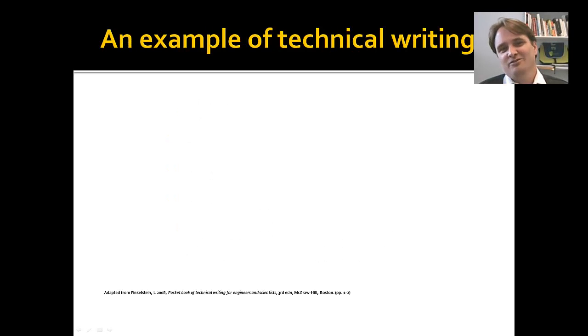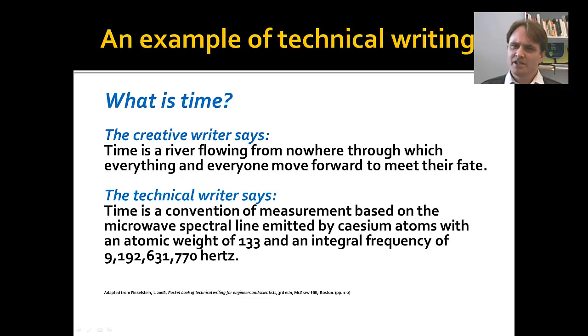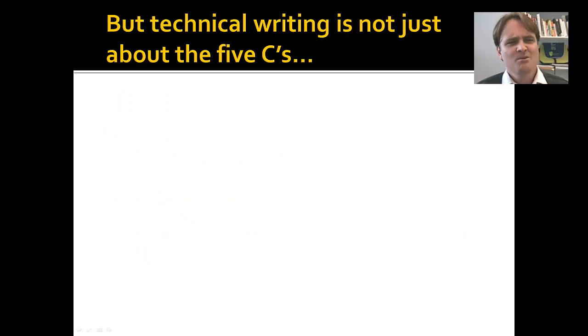So, an example of technical writing. What is time? The creative writer might say something like, time is a river flowing from nowhere through which everything and everyone move forward to meet their fate. Isn't that lovely? Whereas a technical writer might say, time is a convention of measurement based on the microwave spectral line emitted by cesium atoms with an atomic weight of 133 and an integral frequency of 9,192,631,770 Hertz. Technical.